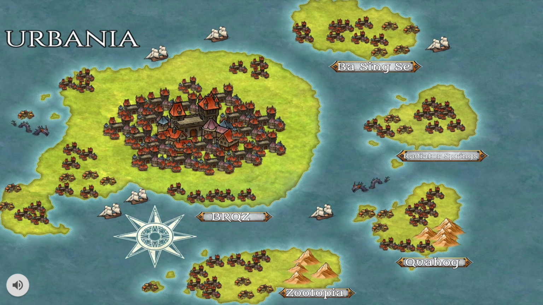And then the island to the top right of it is Bossingse Island, and it's home to the Bobek people, and it holds the remaining 20% of the people. The island below that is Radiator Springs Island, and it's the home island of the Rondo, and it holds the remaining 15% of their people. And then the island after that is Quahog Island, and it's the home island of the Quelf, and it holds the remaining 7.5% of their people. And then the final island is Zootopia Island, and it's the home island of the Zandu, and it holds the remaining 7.5% of their people. And together, it is the country of Urbania.